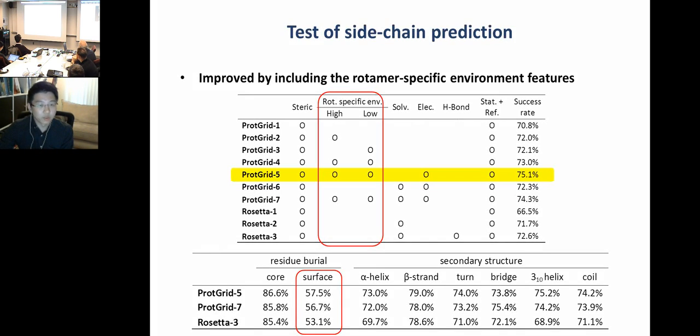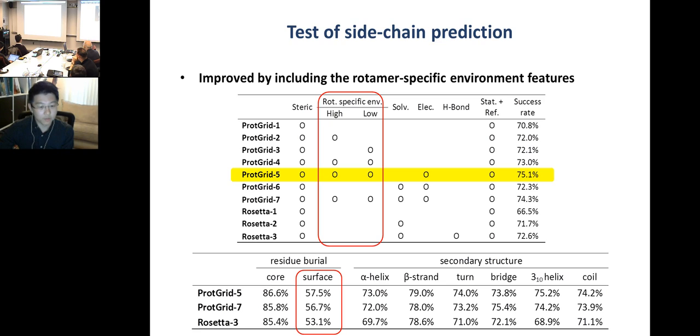In order to see the effectiveness of rotamer-specific environmental features, we tested different combinations of energy terms, and also we compared the prediction accuracy with that of the Rosetta energy function, which is widely used for the protein design problem. So in short, better results are obtained when the rotamer-specific environmental features are incorporated. In particular, compared to Rosetta, our energy function shows much improved accuracy, especially for the surface residues.